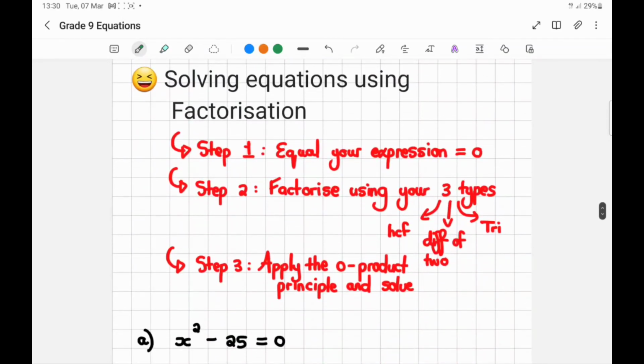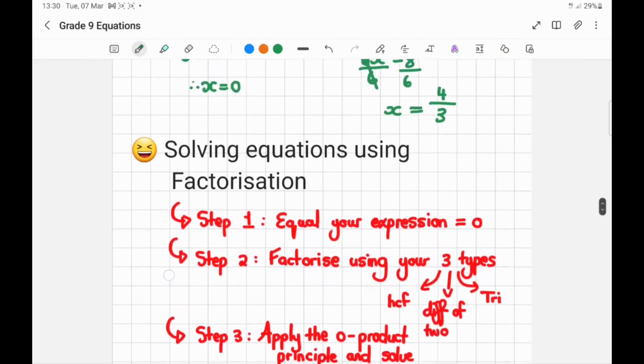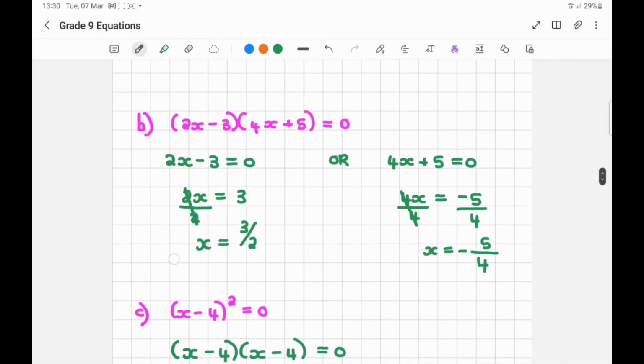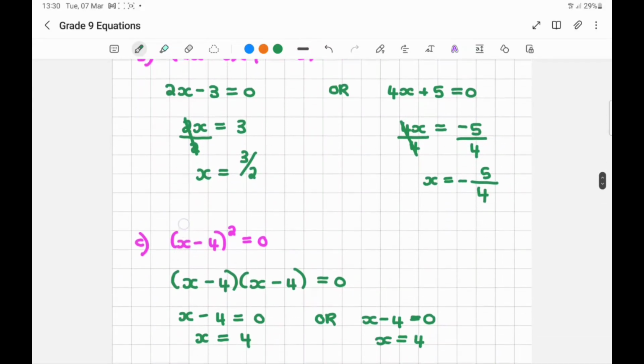Okay, then solving equations using factorization. Now, this is your big step. This is where your factorization comes into debut again. And we've got 3 steps that I've written down on how to follow to complete these sums. So step 1 is equal your expression to 0. Step 2 is to factorize using your 3 types of factorization: your highest common factor, your difference of 2 perfect squares, and your trinomial. And lastly, step 3 is apply the zero product principle to solve. So this is what we explained here on top. This is your zero product principle, where you make each bracket equal to 0.